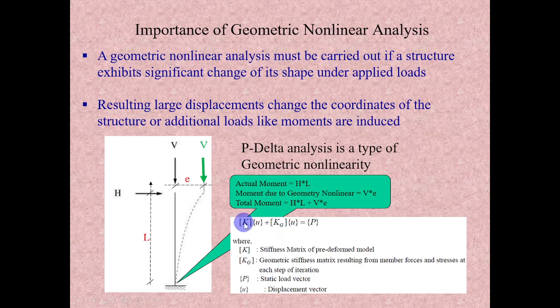This K is always constant. K is the stiffness matrix of the undeformed model, the original model, and Kg is the variable matrix, called the geometric stiffness matrix. P is the static load vector, and u is the displacement vector.